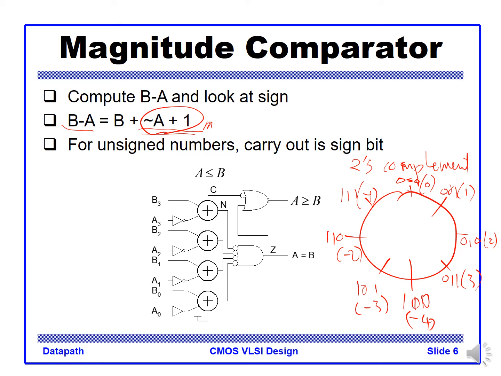And then we can easily convert minus 1 to plus 1 by inverting all bits and adding 1, right? For example, minus 2 to 2: invert everything, plus 1. That gives us this value. This is how we convert a positive number to a negative number.